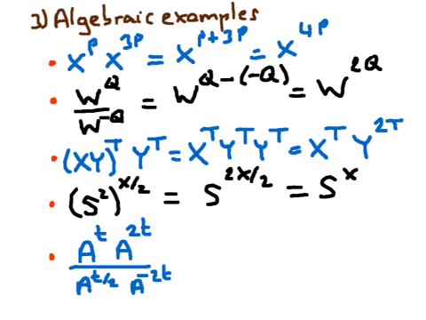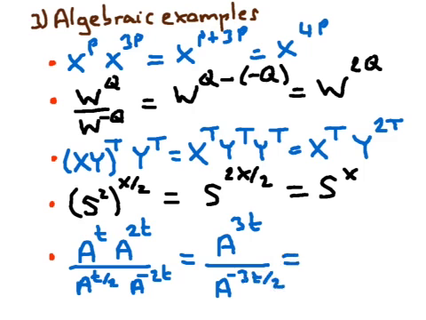And in our final example, if we sort the numerator out first, we have a to the t multiplied by a to the 2t. We add the powers here, so this is a to the 3t. And on the bottom, we again add the powers here, so we have t over 2, but this is negative, so it's t over 2 minus 2t, so that is a to the minus 3t over 2.